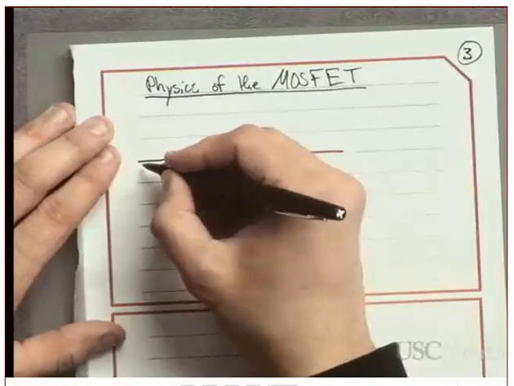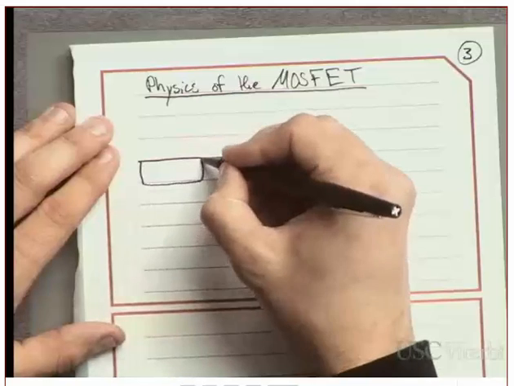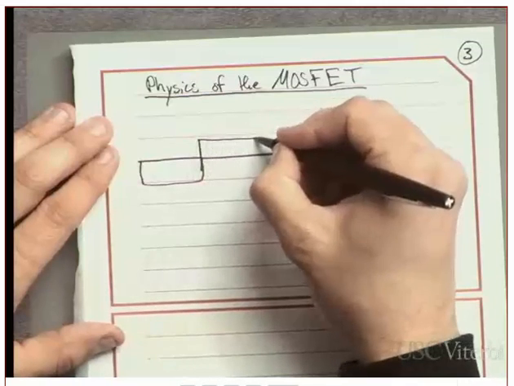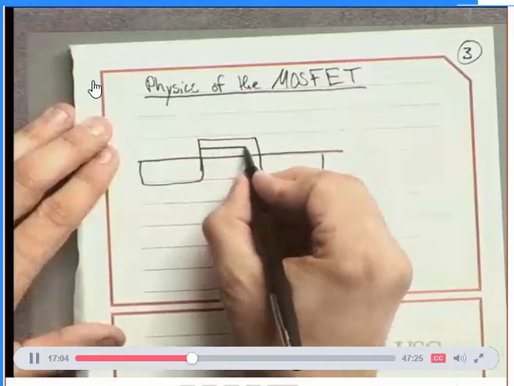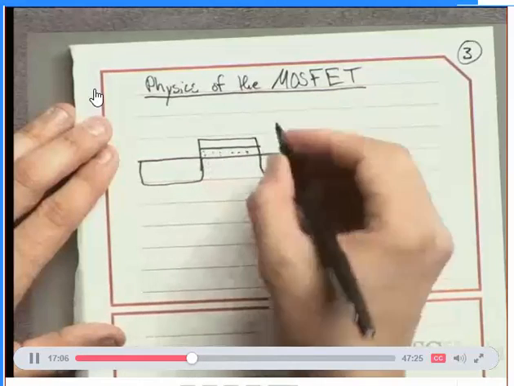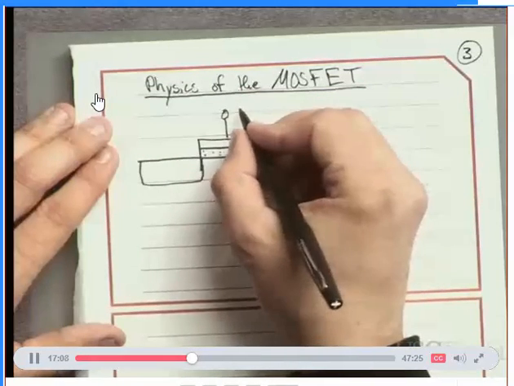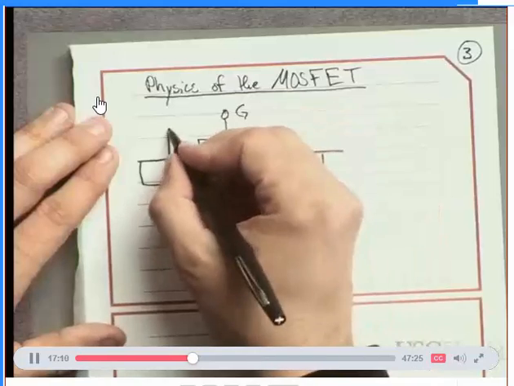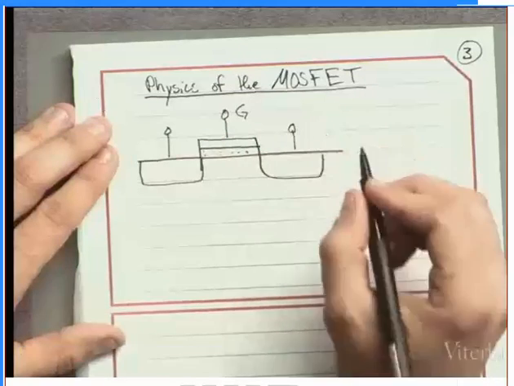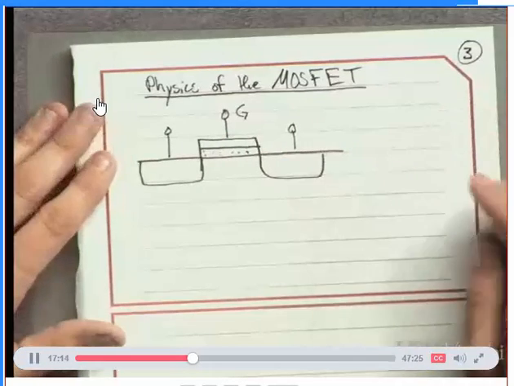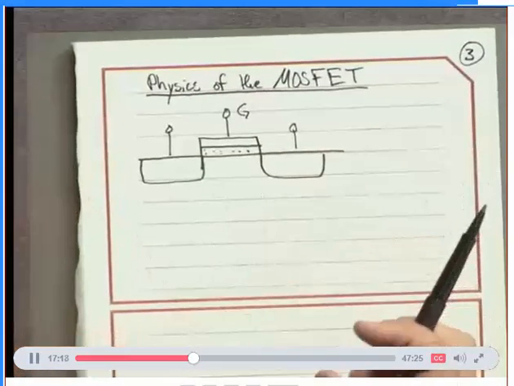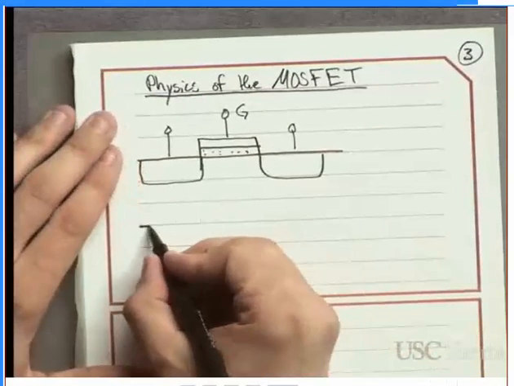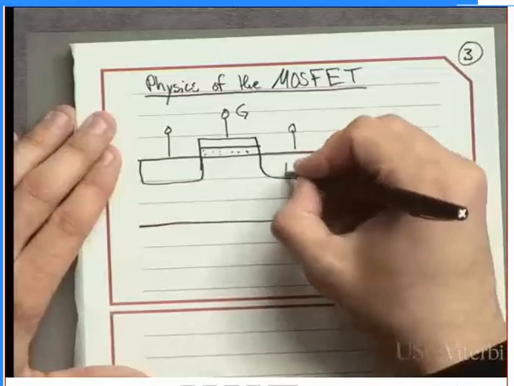So let's go ahead and make my drawing here. I'm not going to do it three-dimensionally now, I'm just going to do it two-dimensionally, like we're looking at it straight on from the side. So this is my gate. This is either source or drain, or this is either source or drain. So this is the transistor in equilibrium, basically. Nothing's happening.